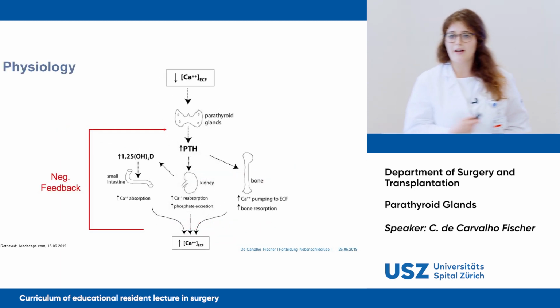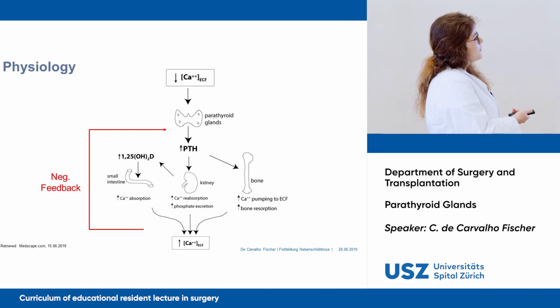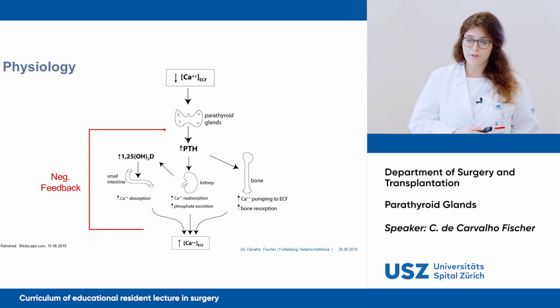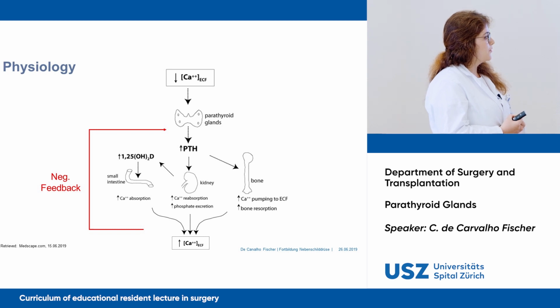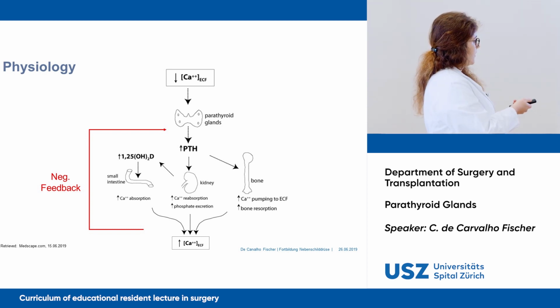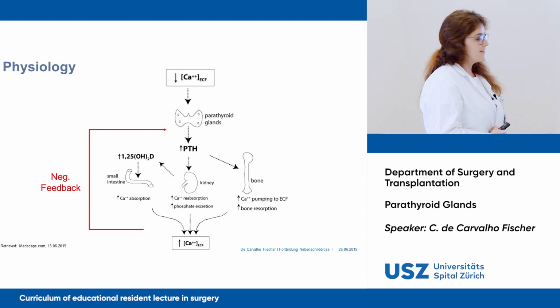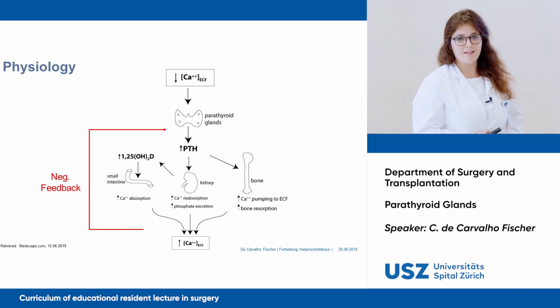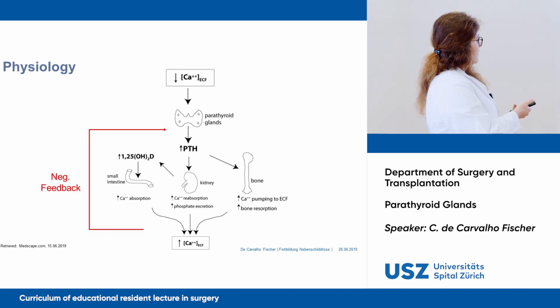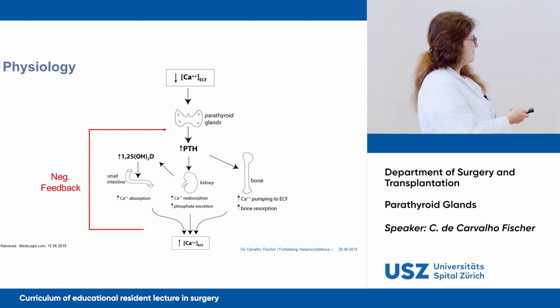Let's start with the physiology. When we have low plasma calcium levels, the parathyroid glands produce parathyroid hormone. Parathyroid hormone leads to the extracellular matrix of cortical bone to be broken down, and calcium and phosphate are released into the plasma. Parathyroid hormone also increases calcium reabsorption in exchange for phosphate and leads to the activation of vitamin D, which in turn increases calcium absorption in the small intestine. So when all of this happens, our calcium levels rise, and over a negative feedback loop, our parathyroid glands are told not to produce as much parathyroid hormone.